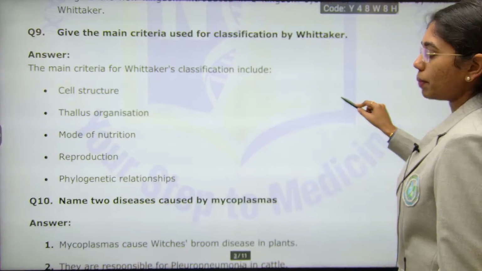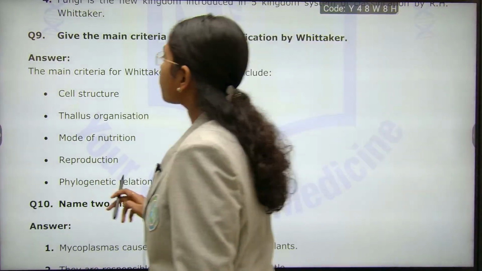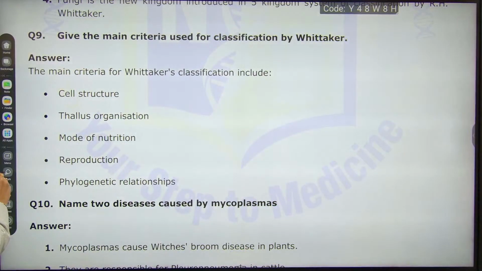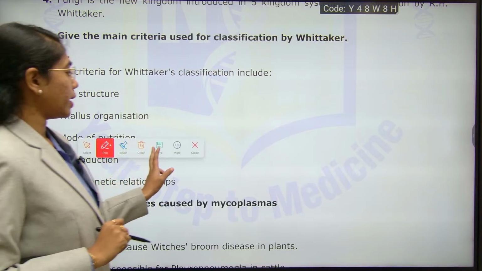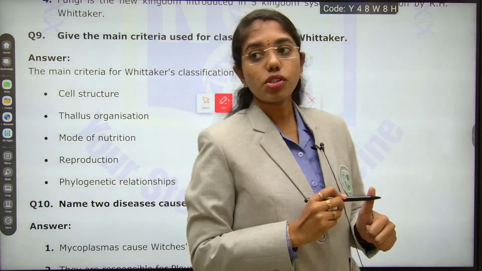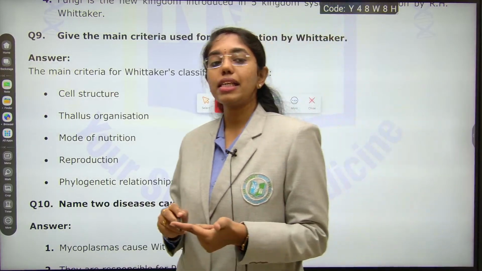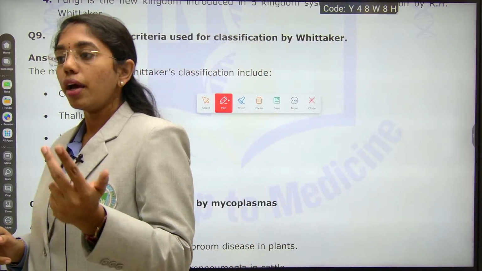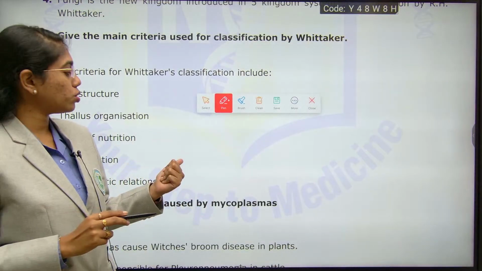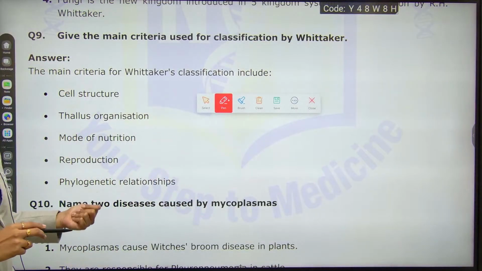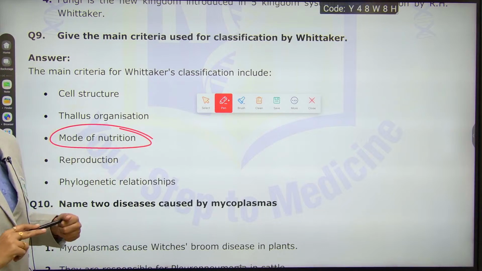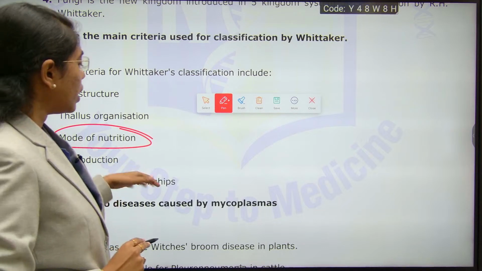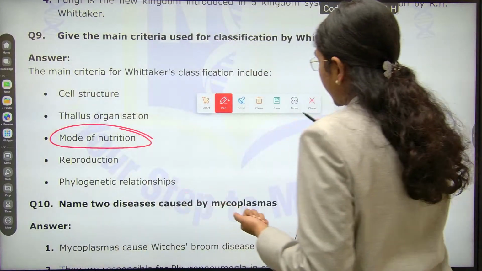Next, give the main criteria which is used for classification by Whittaker. What is the main criteria for classification? The main criteria for Whittaker's classification include 5 main criteria: cell structure, thallus organization, mode of nutrition, reproduction and phylogenetic relationships. Amongst this, which is the most important criteria? Mode of nutrition is the most important criteria amongst these 5. That point also you can highlight. Next question.